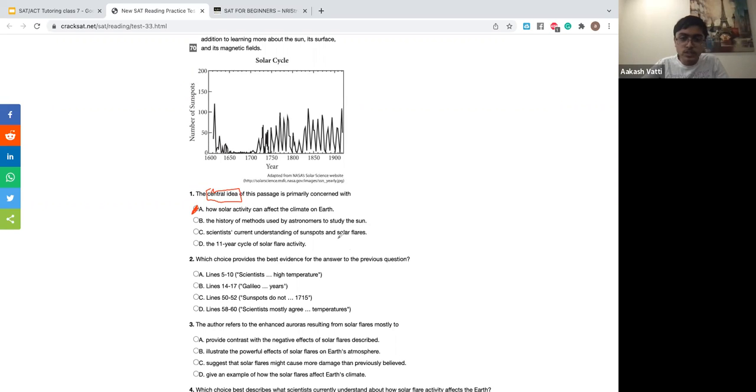The history of methods used by astronomers to study the sun. Again, this was mentioned in the passage. However, it was 2 lines, and that would not be the main idea either. Scientists' current understanding of sunspots and solar flares. That sounds like a good answer. We're talking about solar flares and all. The 11-year cycle of solar flare activity. Well, not really. It just says there is an 11-year cycle of solar flare activity, but it doesn't talk about only that. Therefore, it's not the main idea. Again, it's a side idea. Therefore, the answer is C.